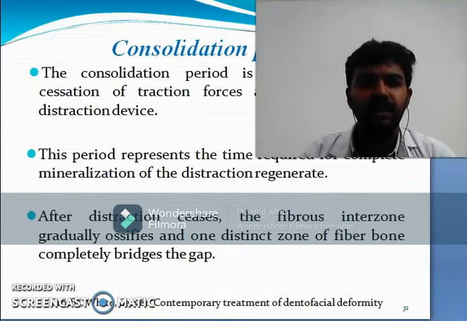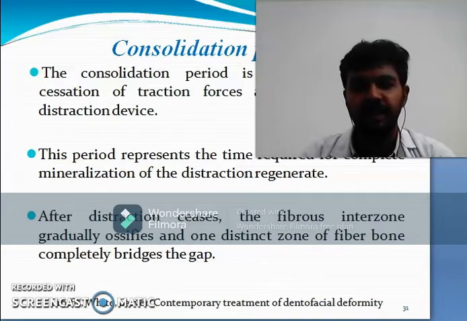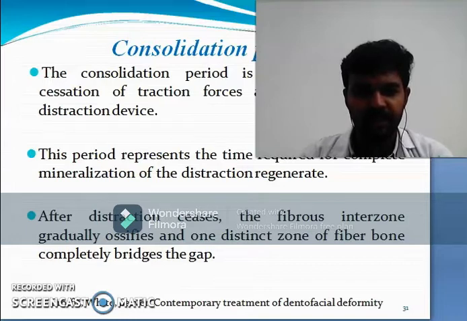Consolidation phase. The consolidation period is the time between the cessation of traction forces and the removal of the distraction device. This period represents the time required for completing the realization of the distraction regenerate. After distraction ceases, the fibrous interzone gradually ossifies and one distinct zone of fiber bone completely bridges the gap.